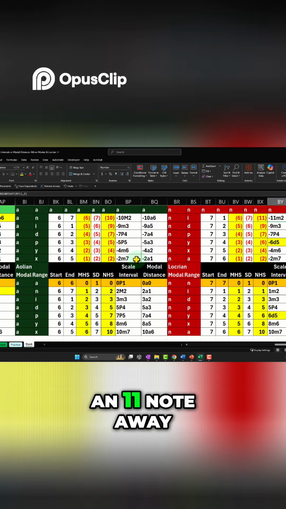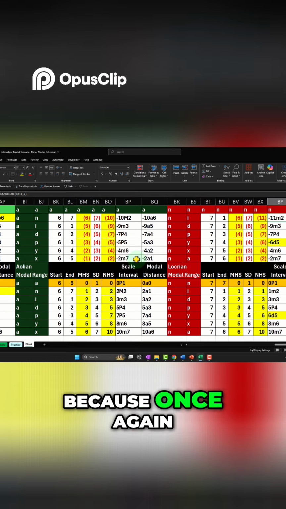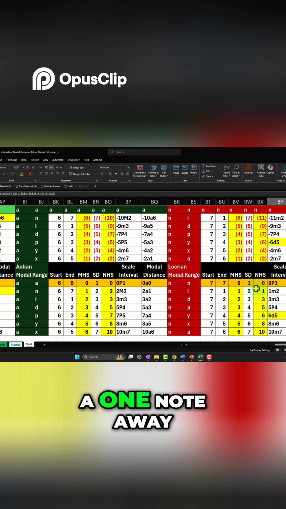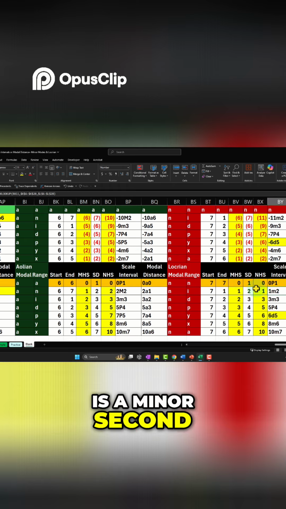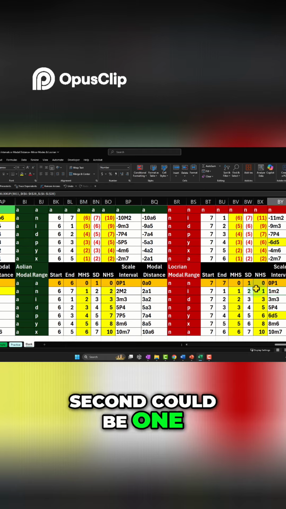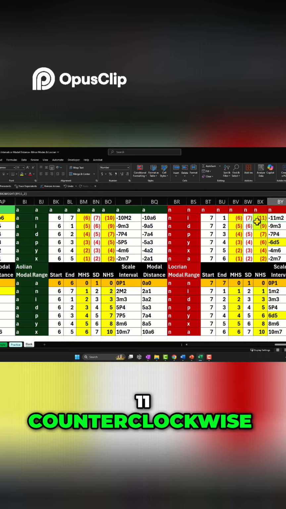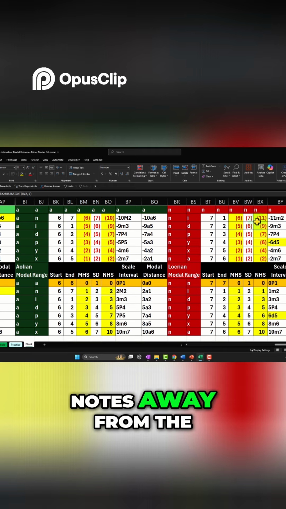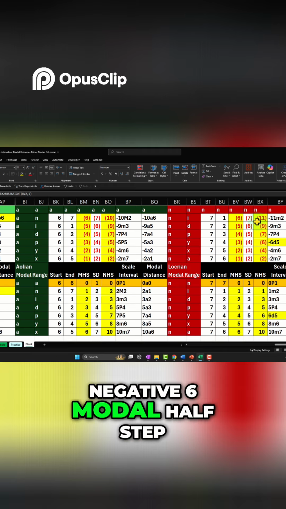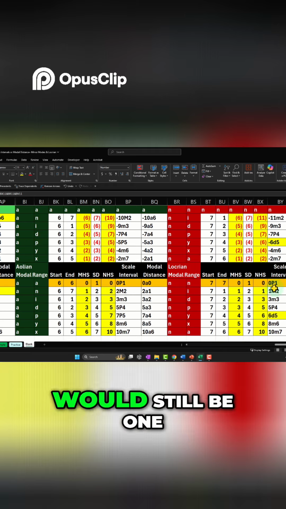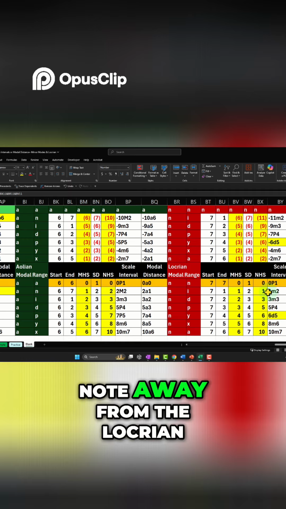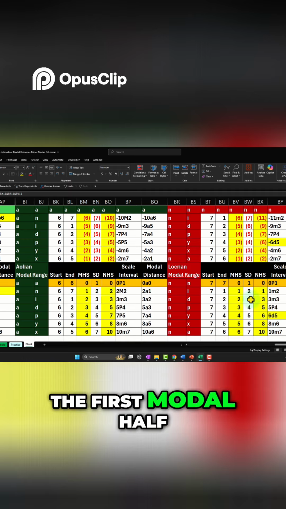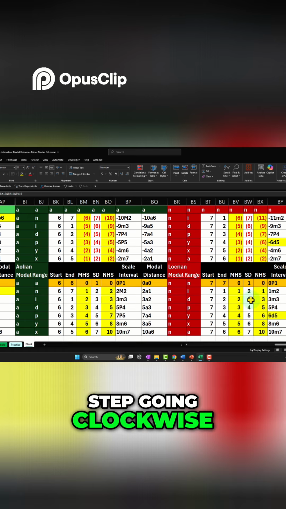So that would be an 11 note away minor second, because once again, 12 minus 11 would be a clockwise distance of 1, a 1 note away is a minor second. So therefore, the minor second could be 1 note clockwise or -11 counterclockwise, which I'd rather say is -11 notes away from the Locrian node, -6 modal half steps, because the clockwise distance would still be 1 note away from the Locrian, but 7 minus 6 would be the first modal half step going clockwise.